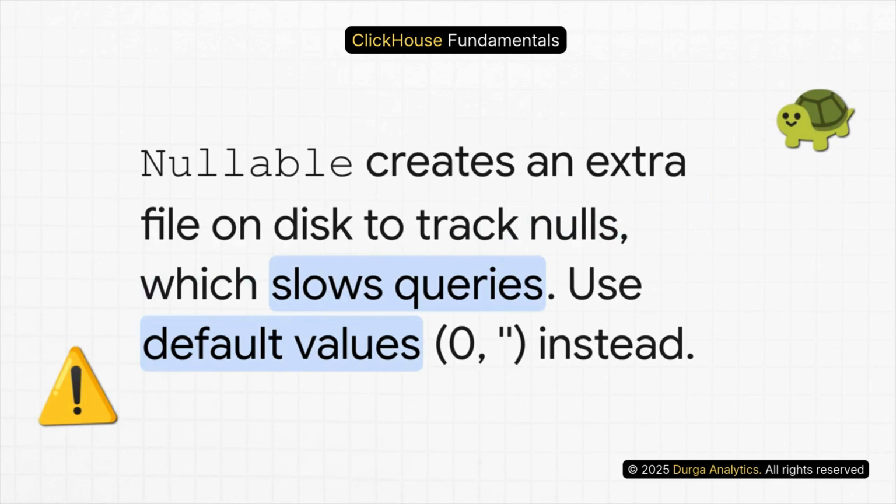So here's the critical thing you have to understand. When you make a column nullable, ClickHouse has to create a whole separate file on disk called a null map, just to keep track of which rows have a value and which ones are null. So now, every time you query that column, ClickHouse has to read from 2 files instead of just 1. That extra disk I/O adds up, and it slows you down. The pro move always is to avoid nullable if you can, and just use a sensible default value instead, like a 0 for numbers or an empty string for text.